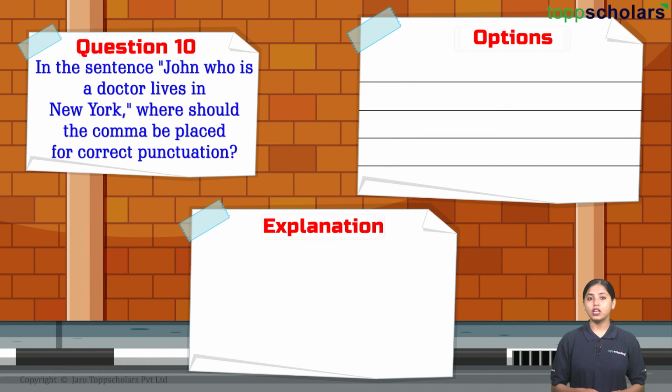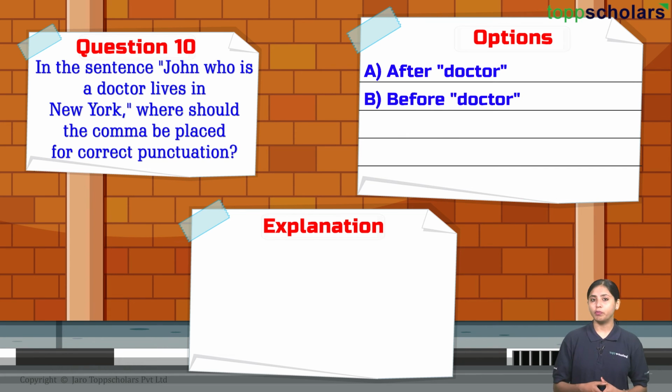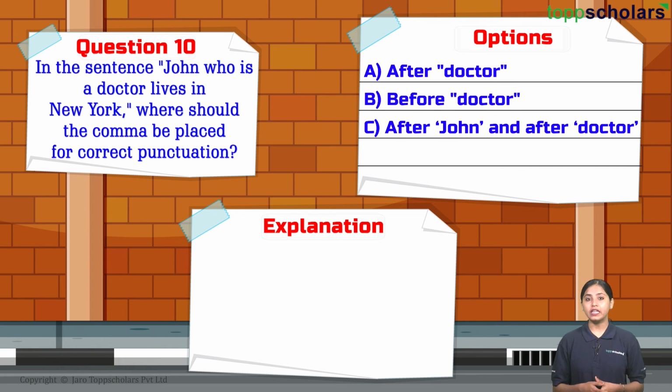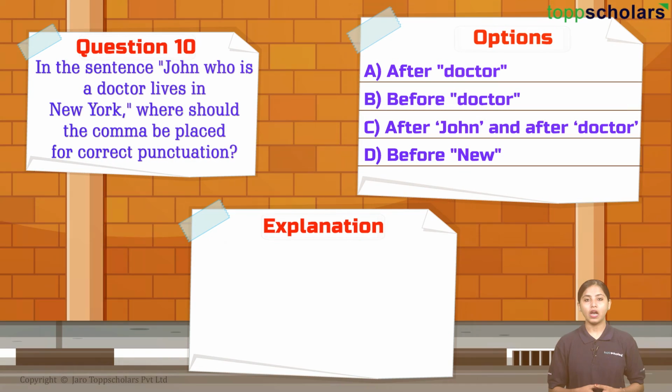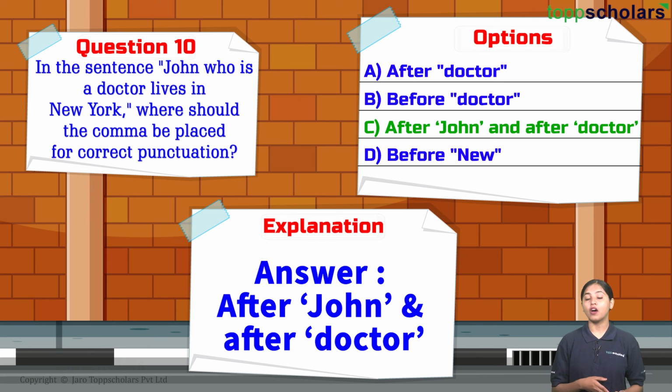In the sentence, John, who is a doctor, lives in New York. Where should the comma be placed for correct punctuation? Option A, after doctor. Option B, before doctor. Option C, after John and after doctor. Option D, before New. Answer: after John and after doctor.